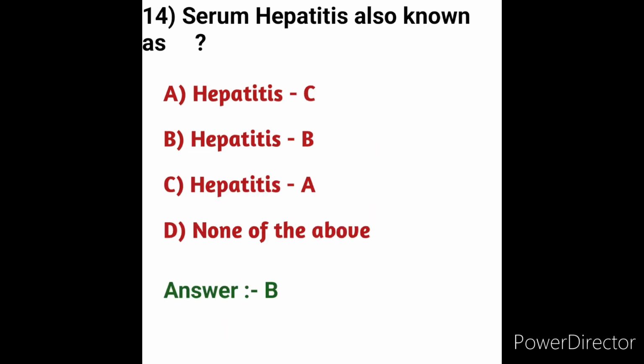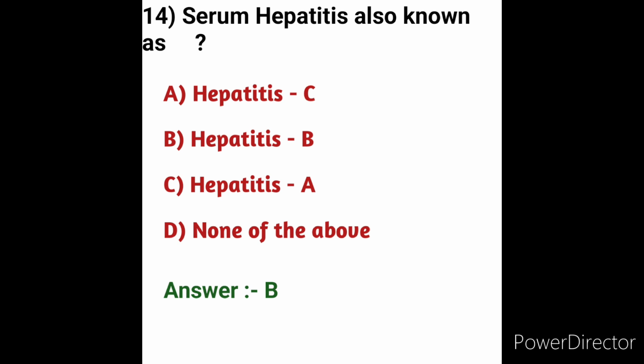The 14th question is, serum hepatitis is also known as. What is serum hepatitis also called? Options: option A, hepatitis C. Option B, hepatitis B. Option C, hepatitis A. And option D, none of the above. Hepatitis B is also called serum hepatitis. Hepatitis B is a serious infection.